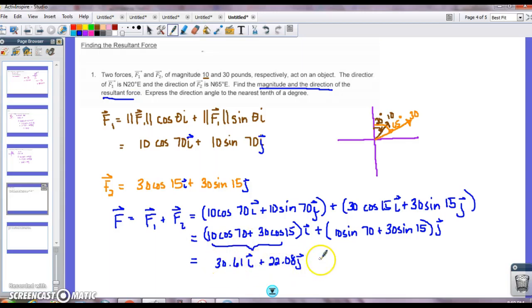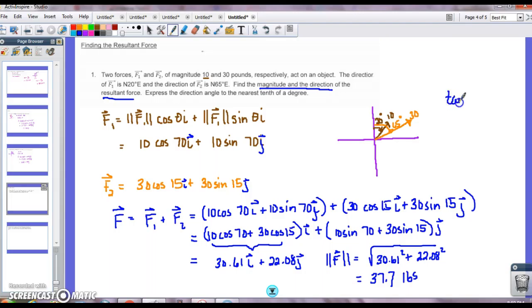Now I have to find the magnitude of it. To find that, I'm going to have to do the square root of 30.61 squared plus 22.08 squared. Do that in your calculator and it comes out to 37.7 pounds.